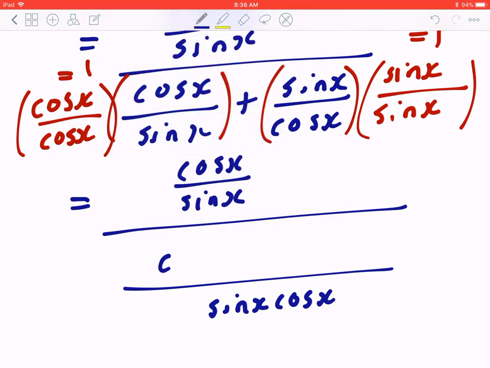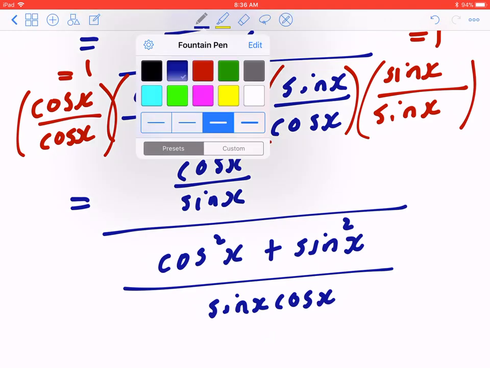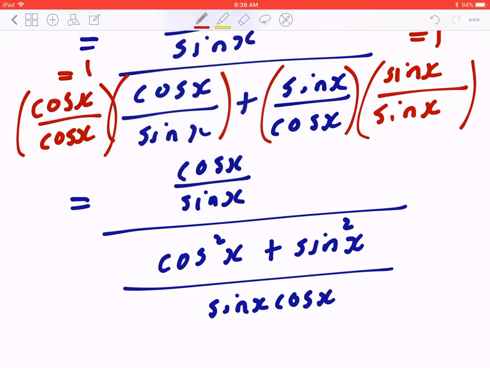Now notice what happens. Cos x times cos x will give you cos x squared. Sin x times sin x will give you sin x squared. At this point, I'm assuming you've done some homework.